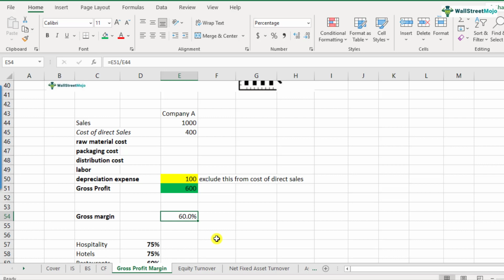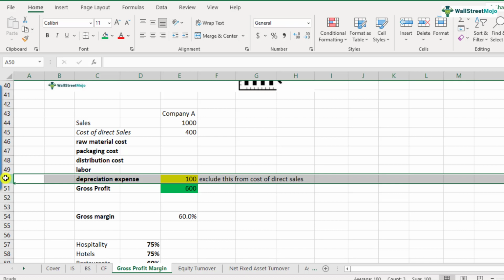When you're comparing 2-3 companies and trying to understand the gross profit margins between them, you need to also understand these subtle differences, whether they are included or not. If they are, you have to exclude them from the calculations. All right. So I hope you understood what gross profit margins are, why they are high or low for some industries, and which kind of cost should be included and which should be excluded from the cost of direct sales or COGS.